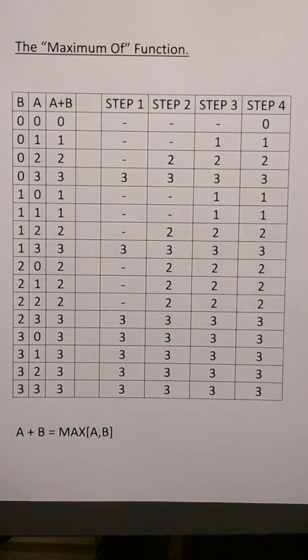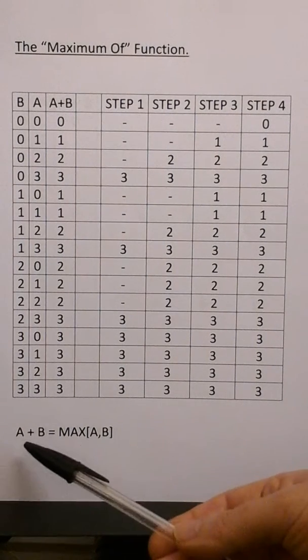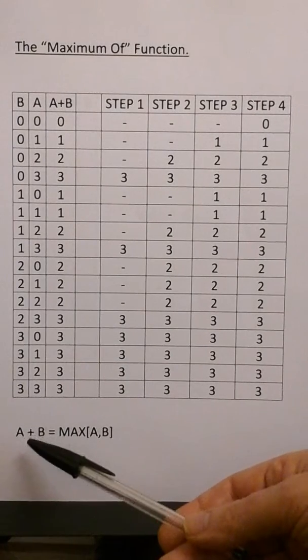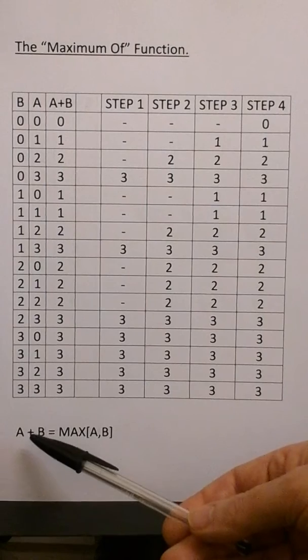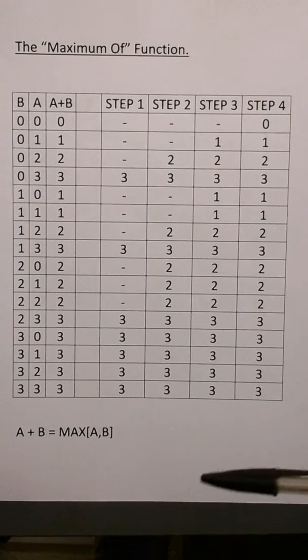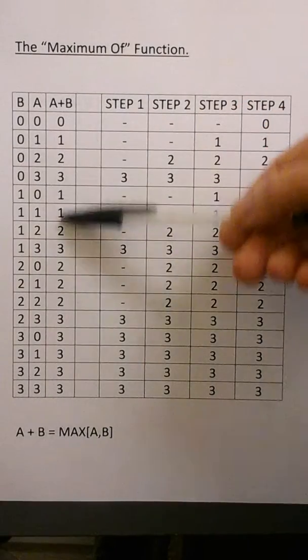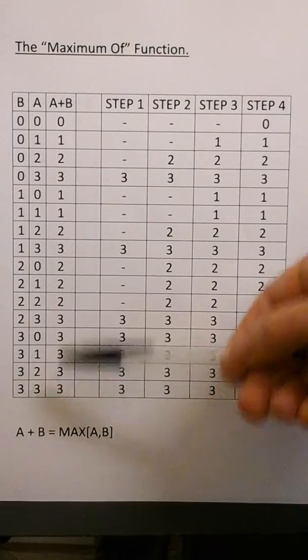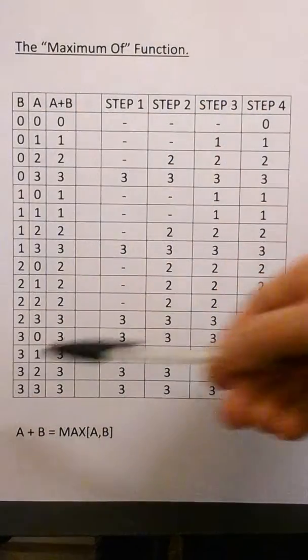So this is the maximum function. A plus b equals max AB. I'm using the plus sign to signify the max function, as with the dot to signify the minimum function. So here we have the output of the maximum function, inputs A and B.